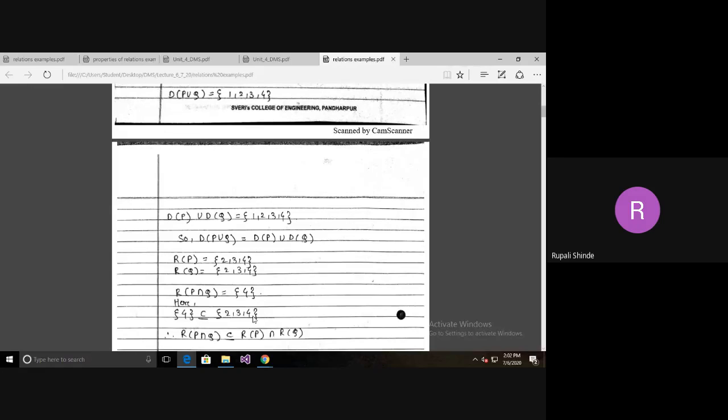Some members of the first set must be present in the second set, then only we can say that the first set is a subset of the second set. So here 4 is present here, and that is present in this whole set also. That's why set {4} is a subset of set {2, 3, 4}. Have you understood how we have proved this?